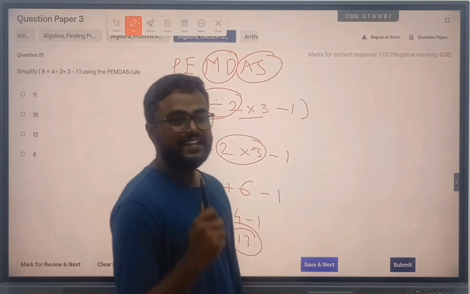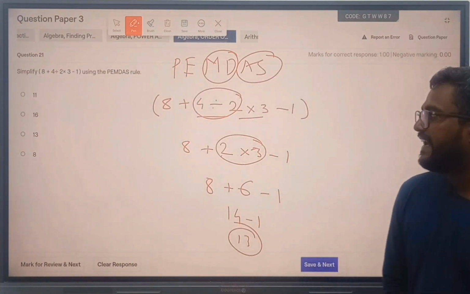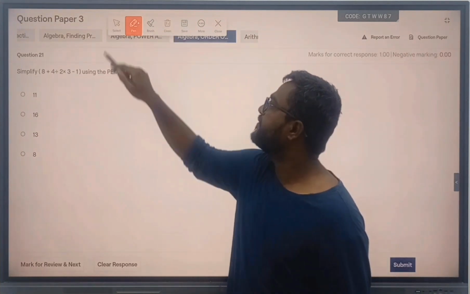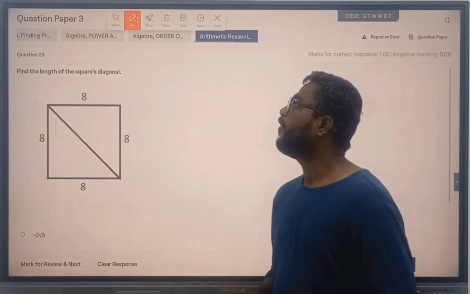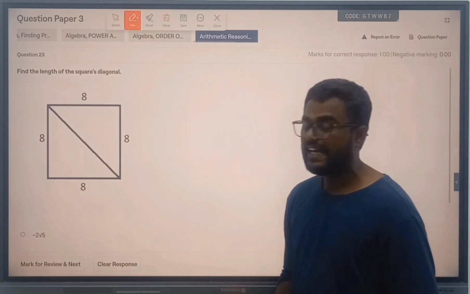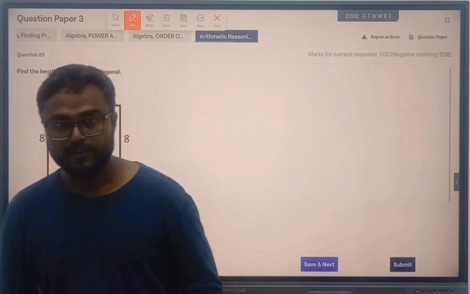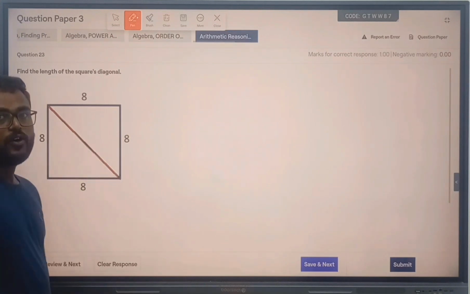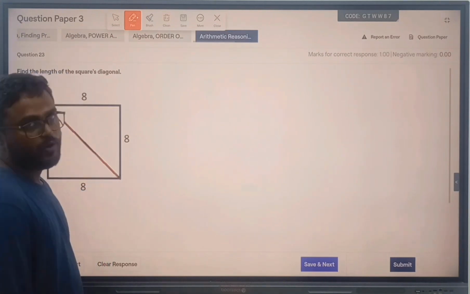Okay. So there we get our answer. With that, we will move on to the next question. Find the length of square's diagonal. Guys, remember, whenever you want to find the length of the diagonal of a square, there is a formula.